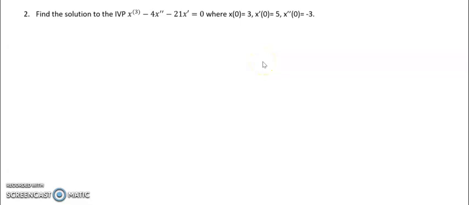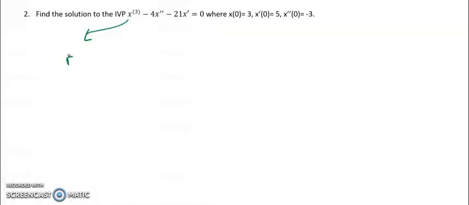All right, second problem here. This is also a higher order linear differential equation, just like the previous one, except this time we have some initial conditions. So we're going to have to solve for our C values. The first thing we do with these is we always find the characteristic equation.